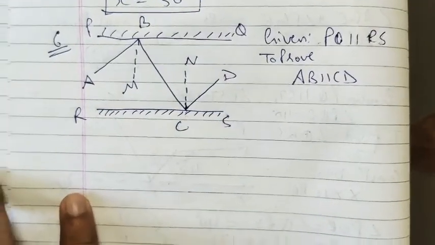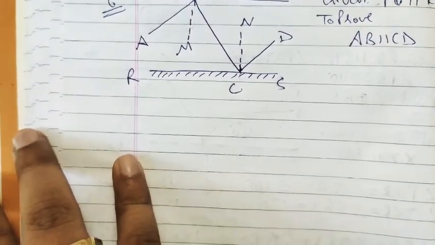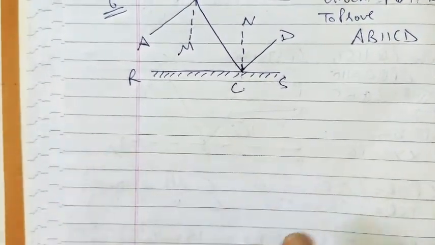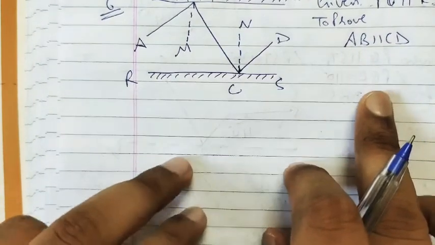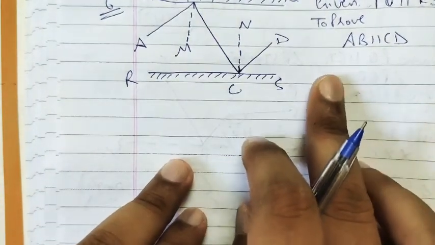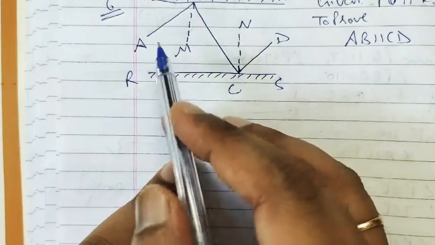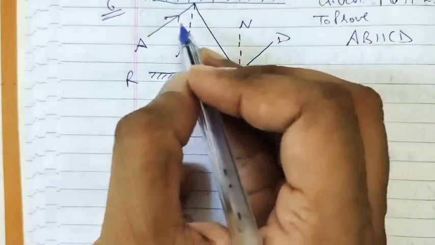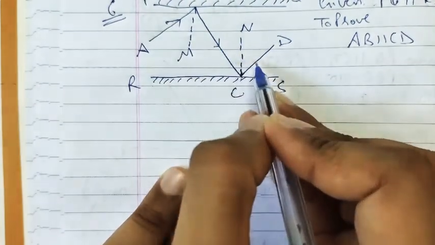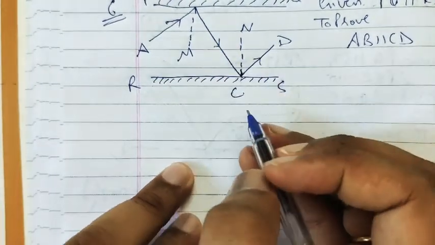So this is the next question, number 6. It is a very important question. Listen to it carefully. There are two mirrors PQ and RS. Both are parallel to each other. Now we need to show that AB is parallel to CD, right? So AB is a ray of light, right? Incident ray, then reflected ray, and then this is reflected again.